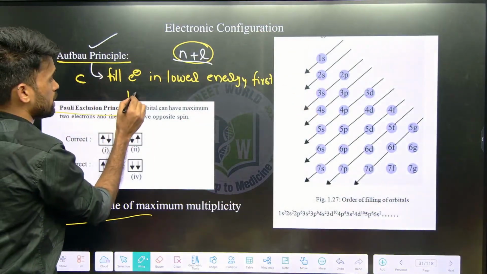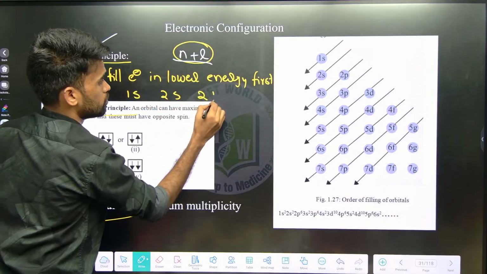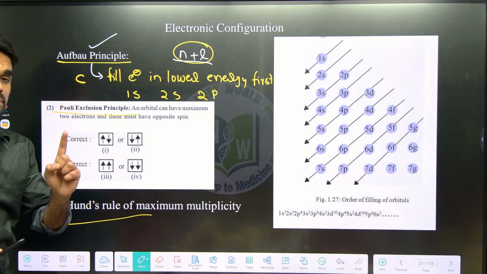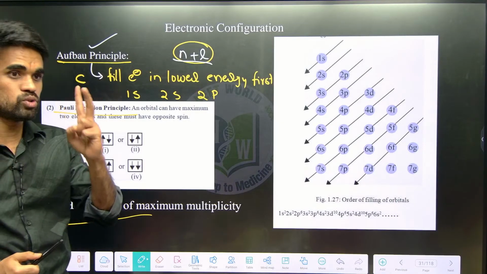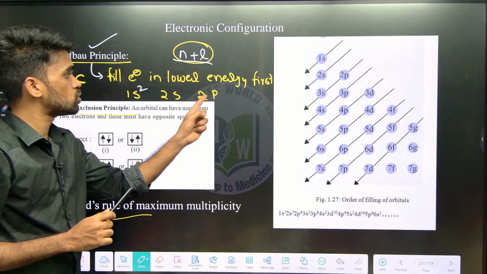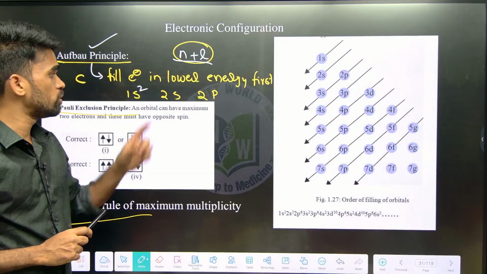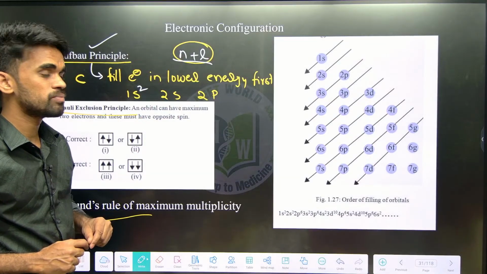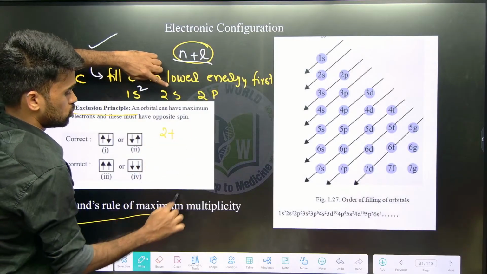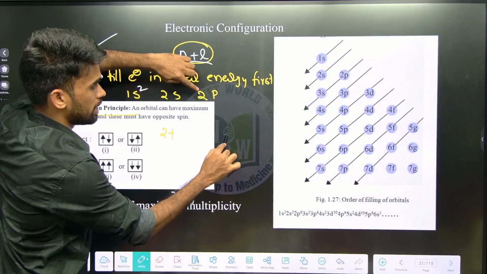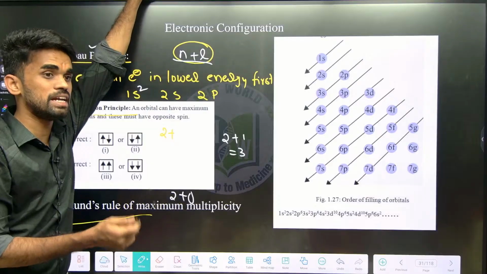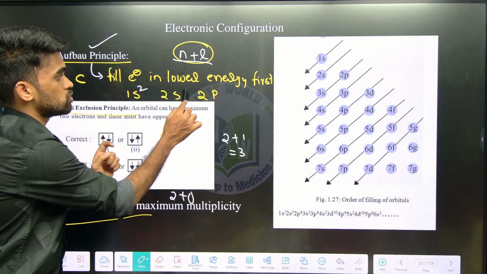So I have 1s, 2s, 2p. How many electrons can I fill in 1s? One orbital can accommodate a maximum of 2 electrons, with plus half and minus half. Like that I am filling 2 here. Between 2s and 2p, which is lower in energy? 2s. How do we decide? For 2s, n value is 2, l value is 0, so 2 plus 0. For 2p, n value is 2, l value is 1, so it is 3. Which has the greater n plus l value? 2p, so it has higher energy.